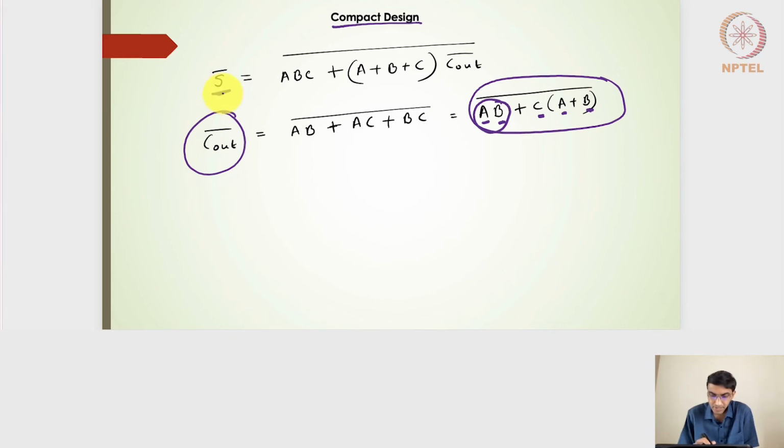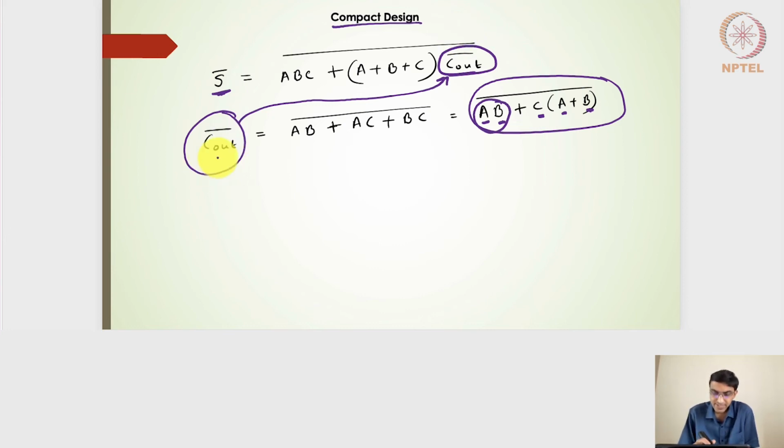Right? The complement sum expression, or the sum bar expression, is written as the whole bar. And underneath that, it will be ABC plus A plus B plus C, ANDing with that of the C out bar, which is generated here. So this C out bar goes to a transistor on the pull down side, which will be in series with the 3 transistors in parallel. And then this will go in parallel with 3 transistors in series, and then we will get the sum bar output.